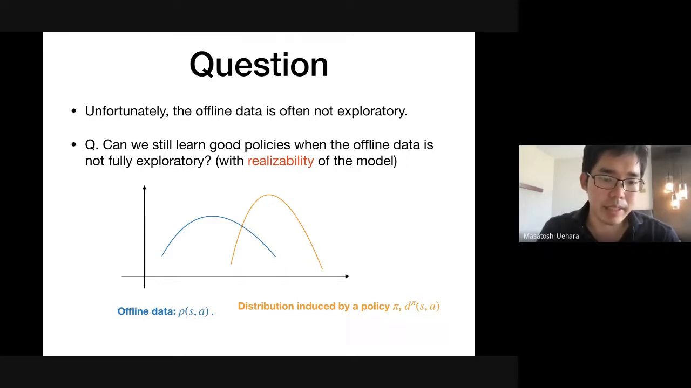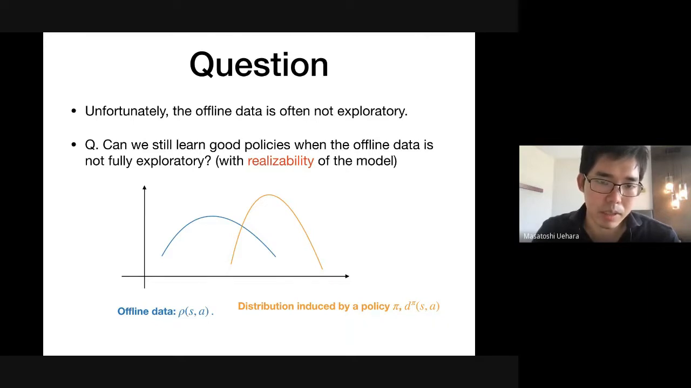Let's say in medical science, the state space is high dimensional gene data. In this case, since the state space is very high dimensional, the offline data, of course, cannot cover this whole state space. So our question is, without assuming that assumption, whether we can still learn good policies when the offline data is not exploratory. Even if the support is very small, whether we can learn.